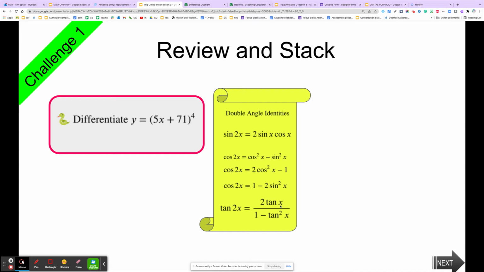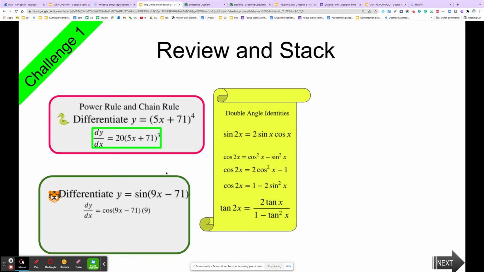So here are your challenges. I encourage you to stop the video before I speak. And anything in red for the most part are warm-ups. So if you could, this is one we've done before, so you may or may not need to do that. Okay, so I think you're comfortable with that. The 4 would come down to the power of 3, and then the derivative of that. So I'm not going to spend too much time there.